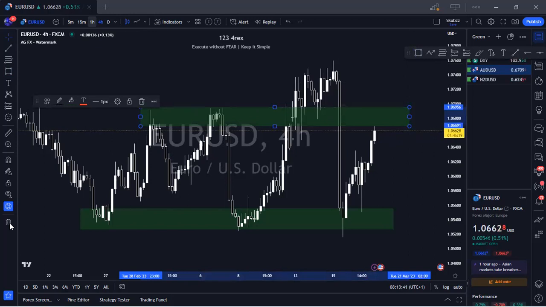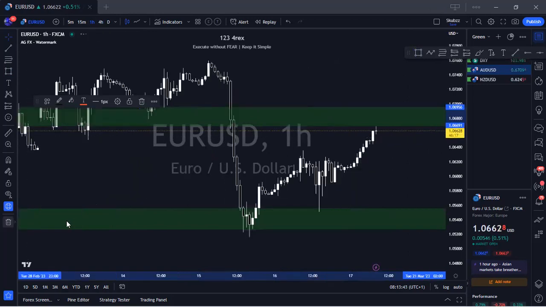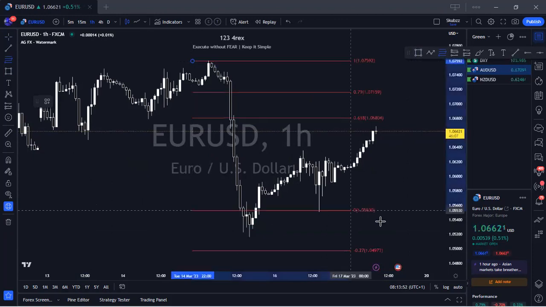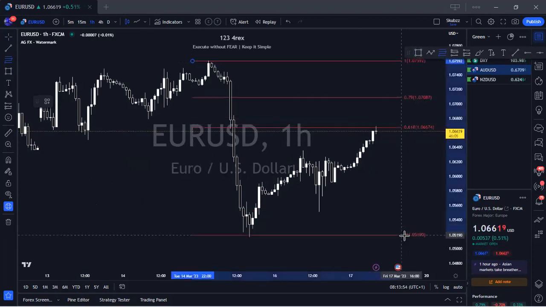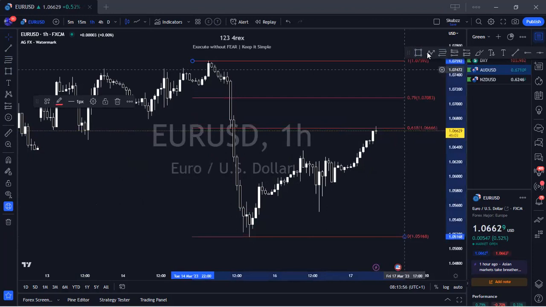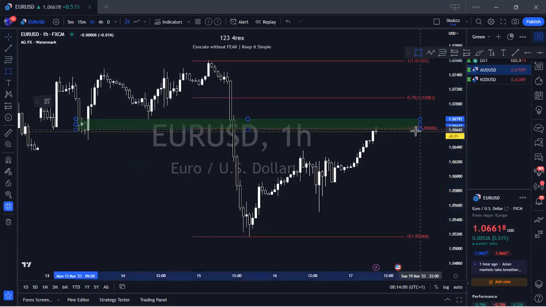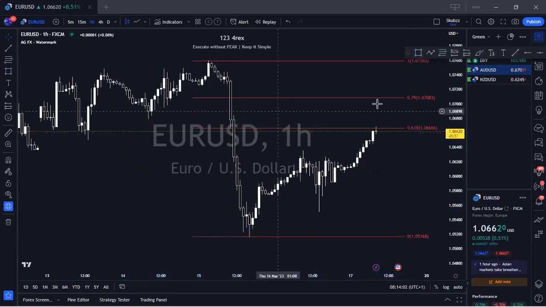But when in the range, mostly I'll just lock up and then not say anything. But then this was the last impulsive move price made. So let's drop our fib from the high to the low. Price is just approaching the 0.618, which is around here.